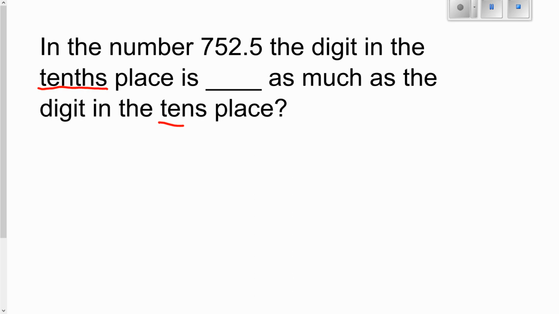Well, from the tens place to get to the tenths, you have to move over 1, 2. Okay, if we move over 1 to the right, it's 1/10 as big. If we move over 2 to the right, we know it is 1/100th as big. Okay, 1/100th as much means smaller.